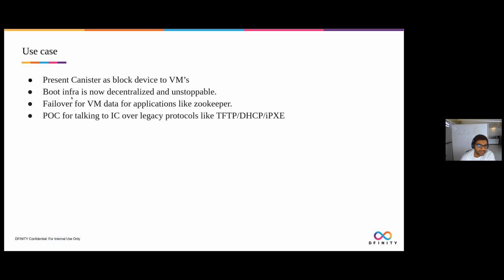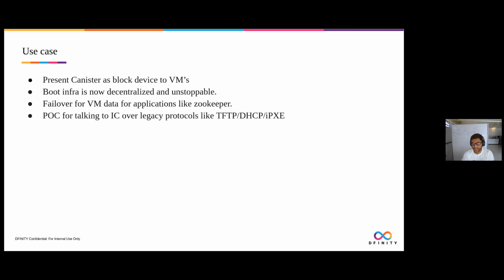The next thing is that the boot infrastructure is now decentralized and unstoppable. That is, in your IT infrastructure, you can take out the NFS server and the TFTP server, which is required for booting machines, and actually put it on the IC and take advantage of all the fault tolerant features of the IC.